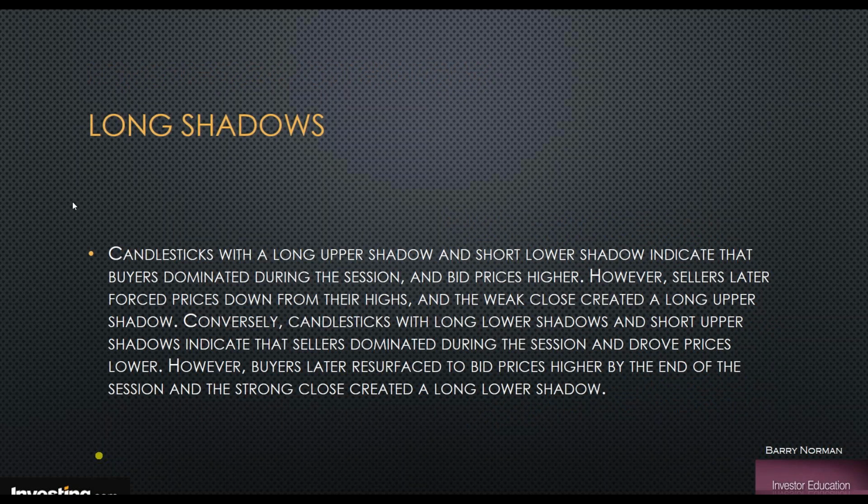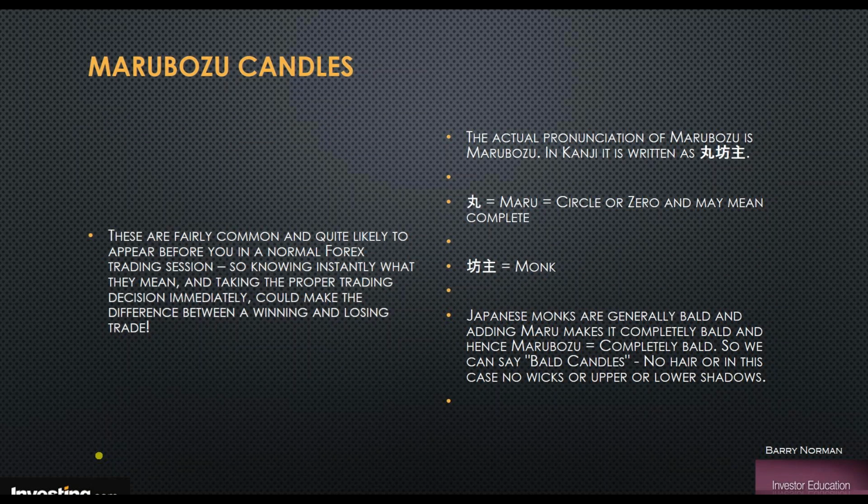Okay. So long shadows: candlesticks with long upper shadows or short lower shadows indicate the buyers dominated the session and bid the price higher. However, sellers later forced the prices down from the highs, and the weak close created the long upper shadow. So in other words, the bulls had control of the markets, but they weren't able to hold it, and the bears were able to make a comeback, not to take dominance, but able to make a comeback. Conversely, it's just the opposite.